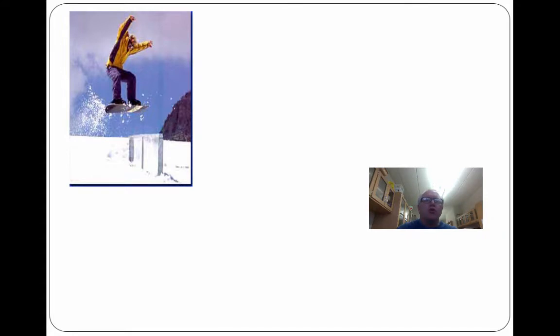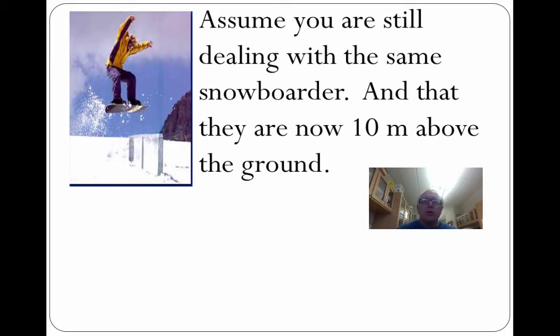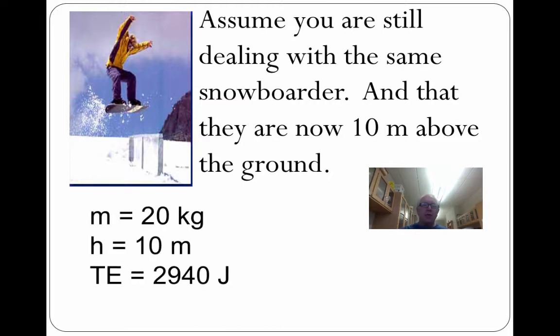Okay, so here's our snowboarder, and we're dealing with the same snowboarder, and now they're 10 meters above the ground. Let me once again put the information down. This time their height above the ground is different, and they're going down the hill, right? But their total energy never changes. Did I mention that before? That's central to these problems here.